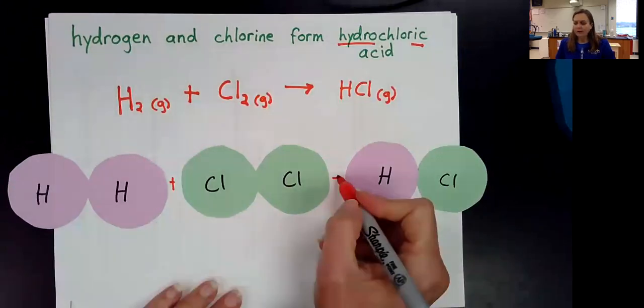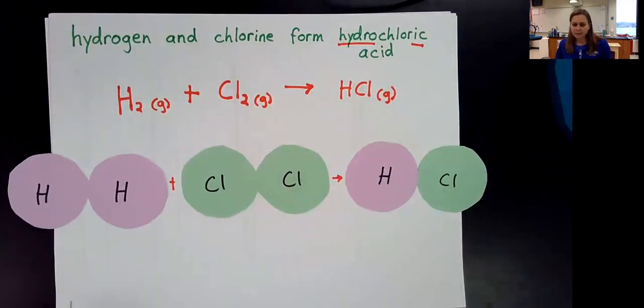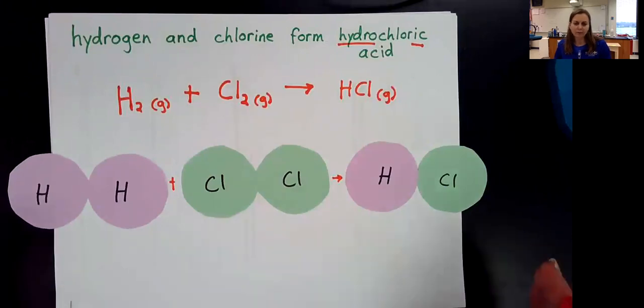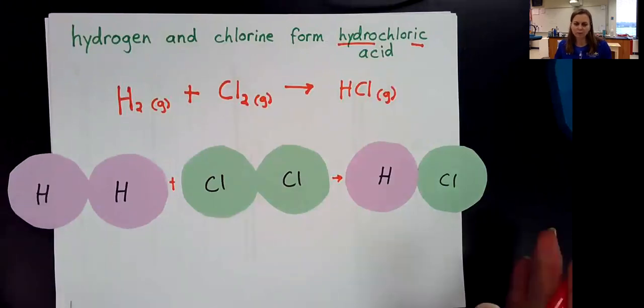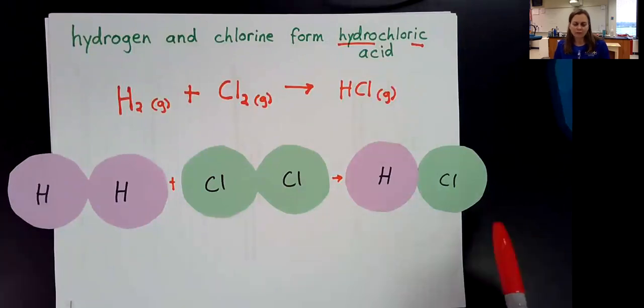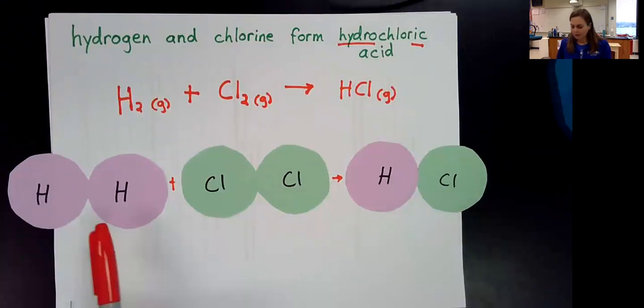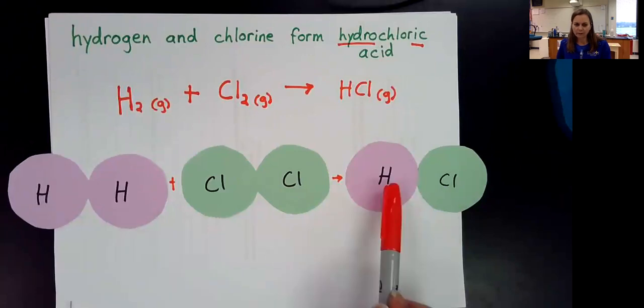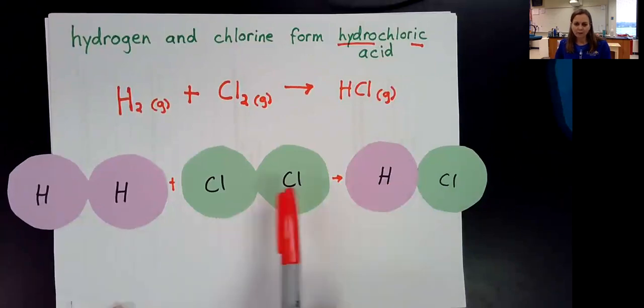Now, let's take a look and see if this is balanced. And why does it need to be balanced? A balanced chemical equation is one where we have the same number of atoms of each atom on each side. If we look at this one, we have 2 hydrogens here, but only 1 on the product side. And we have 2 chlorines here, but only 1 on the product side.